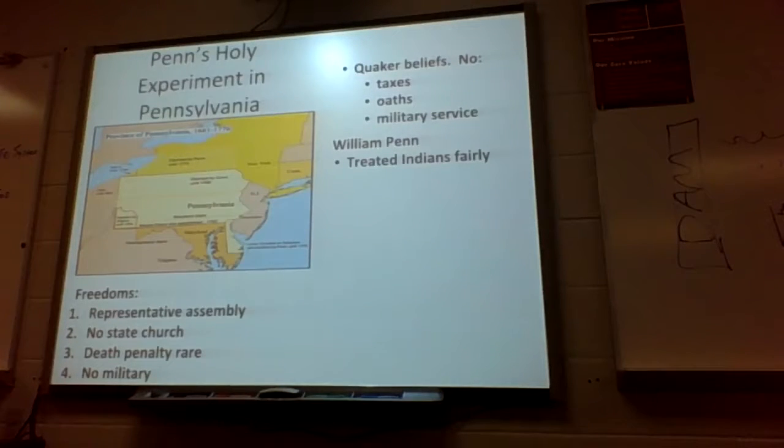The things that existed in Pennsylvania really were pretty unusual. Well, some of them existed in other places, but they had a representative assembly, a legislature, right? There was no official church. Many of the other colonies had an official church. There was the death penalty, pretty rare. Death penalty was pretty common in the colonies, but not in Pennsylvania. And again, no military. Anyone's welcome, and no slavery. I believe that's the first time I put that up there.